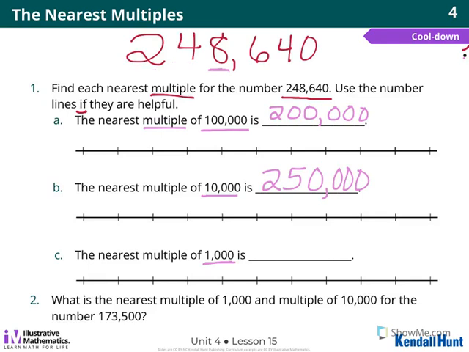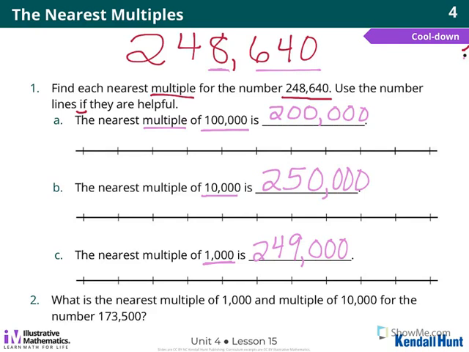Now we're thinking, is it closer to 248,000 or 249,000? Well, 640 would put this number closer to 249,000. Okay? So many of you just told me 8,000 or 9,000. Guys, you got to remember the first part of your number. If we were talking about money, that's a lot of money to leave off.